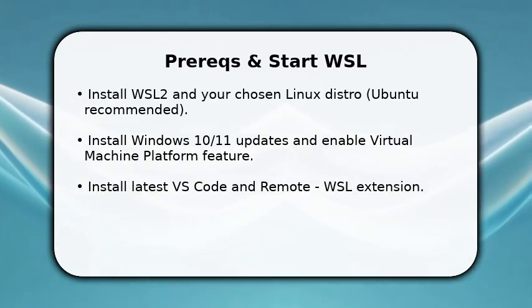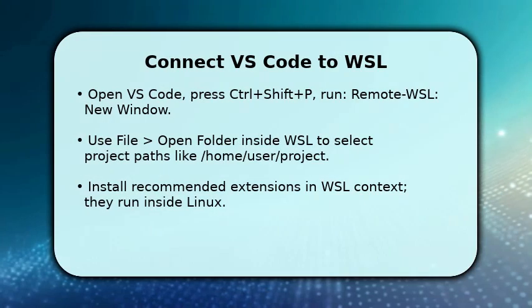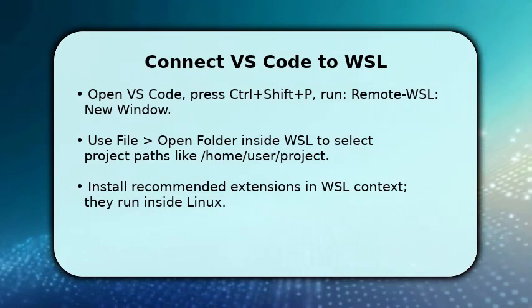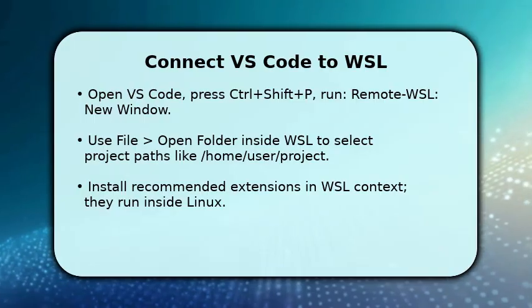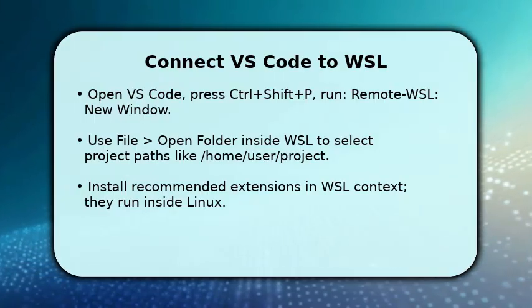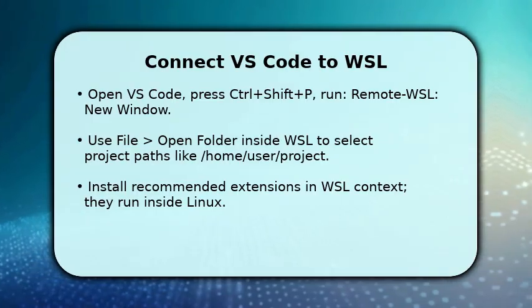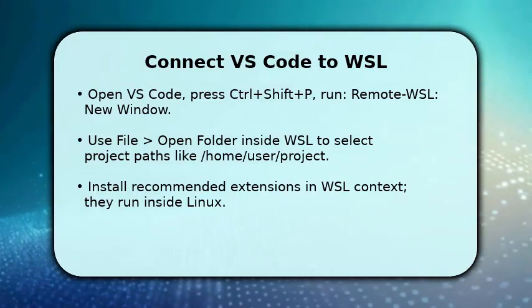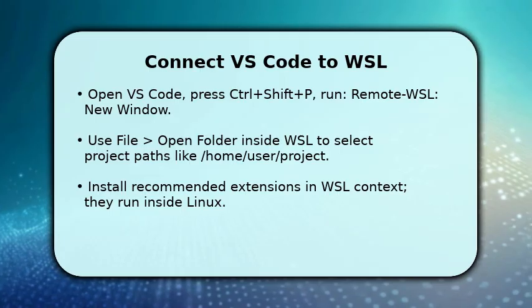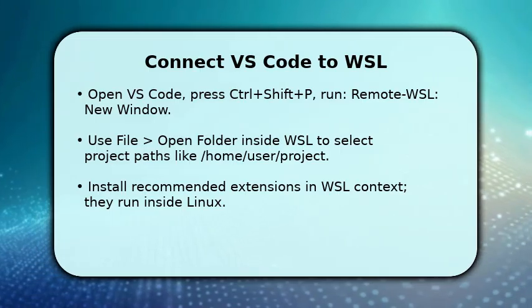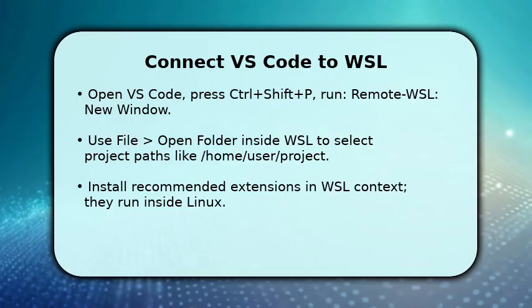Now you connect VS Code to the running WSL distro and open your project inside Linux. In VS Code, press Ctrl+Shift+P and select Remote WSL: New Window. This launches an editor attached to the distro. Next, choose File, Open Folder, and pick the project path under /home, or /mnt if accessing Windows files.